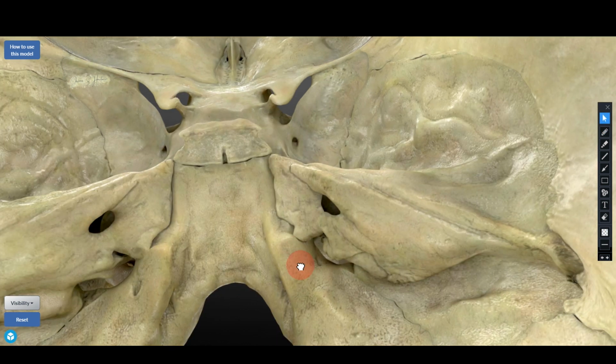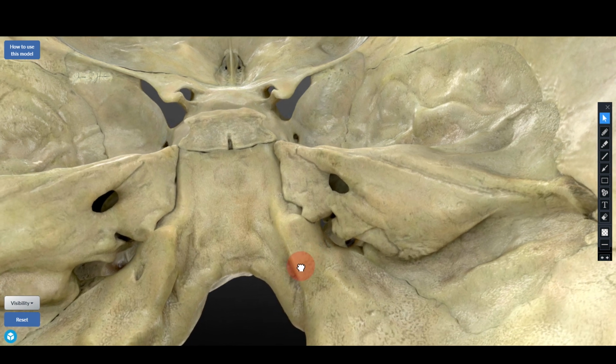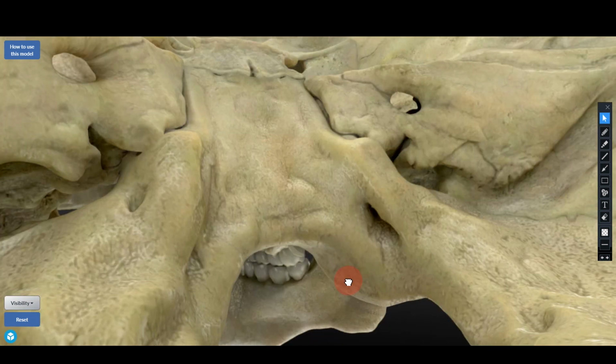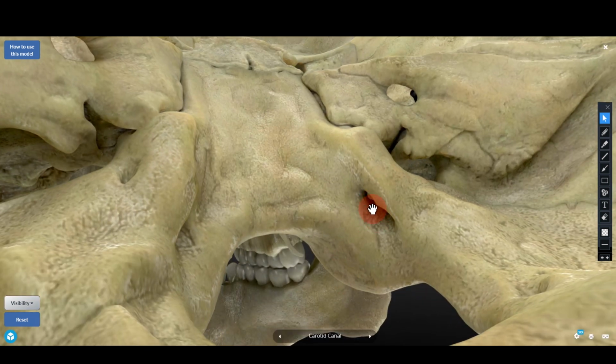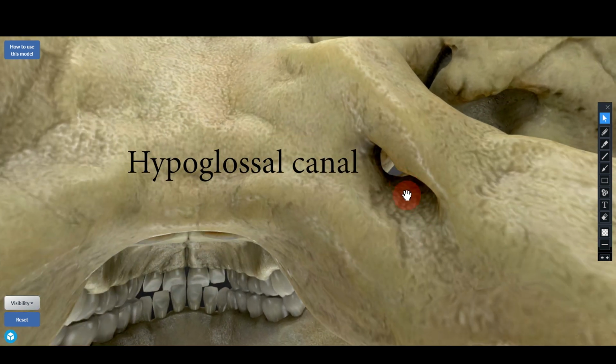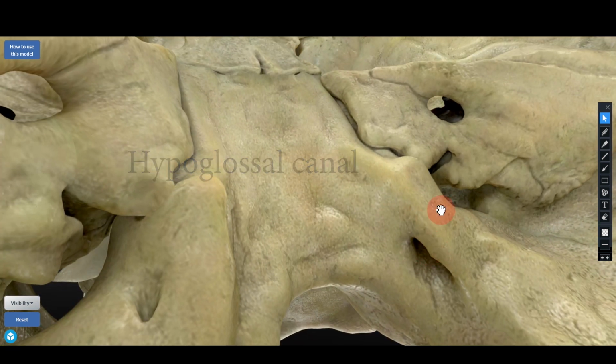Next, we have a very important foramen. Again, this foramen is not a foramen, it is a canal, but this canal is notorious for hiding around here. It is hiding over here. This is the hypoglossal canal. As you can see, it is not a single foramen, it is a short canal. Please note that the hypoglossal canal is somewhat inferior to the jugular foramen. So please note this relation.